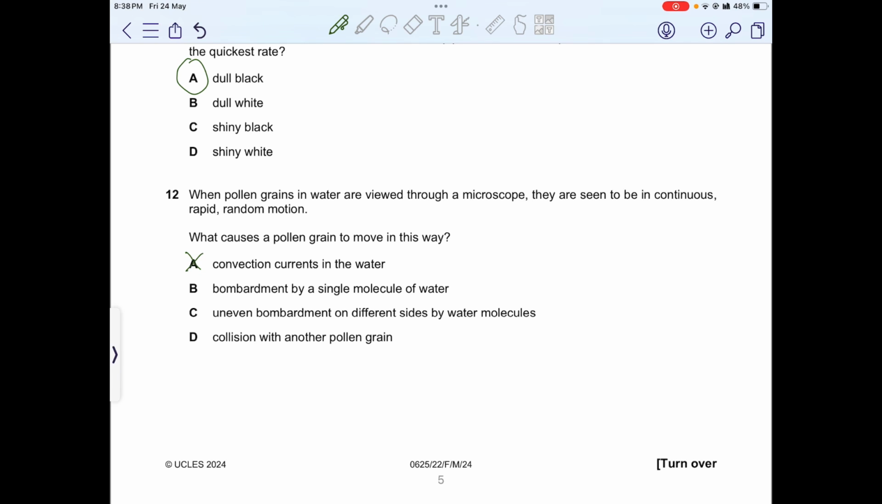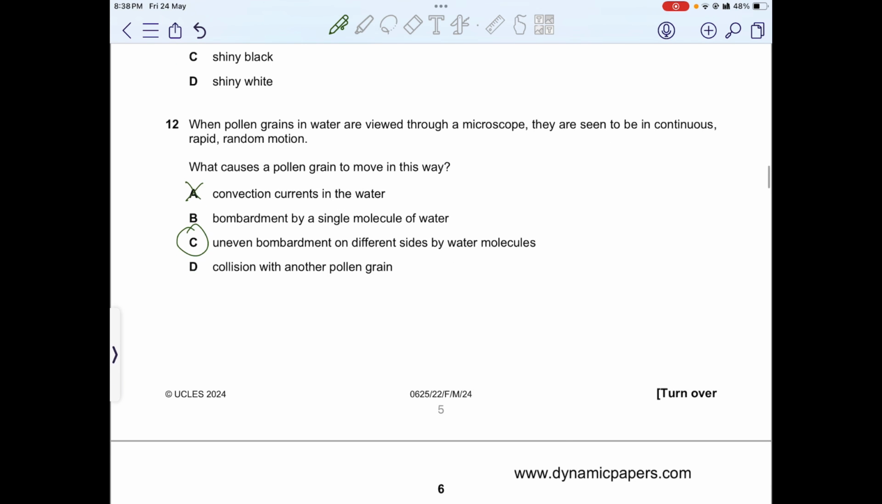Bombarded by a single molecule, and uneven bombardment on different sides by the water molecules. It's not a single molecule, there are thousands of molecules, therefore the correct answer would be C.